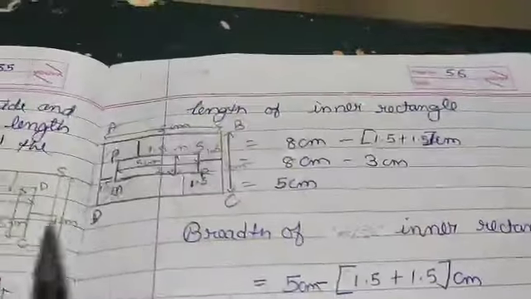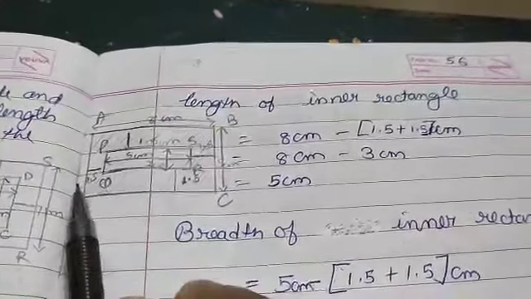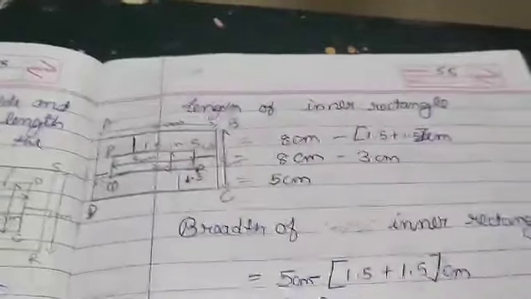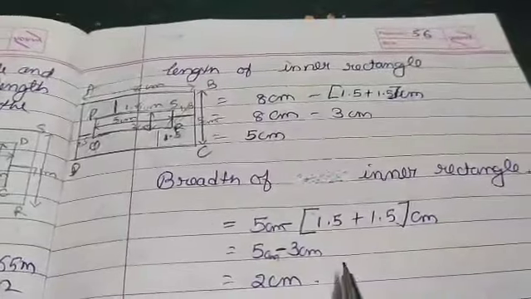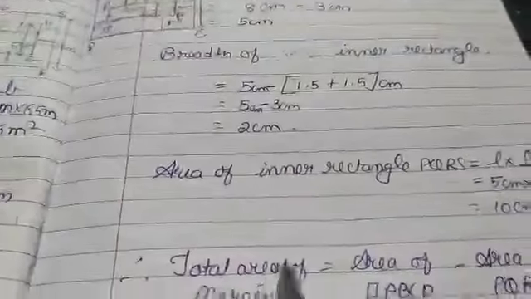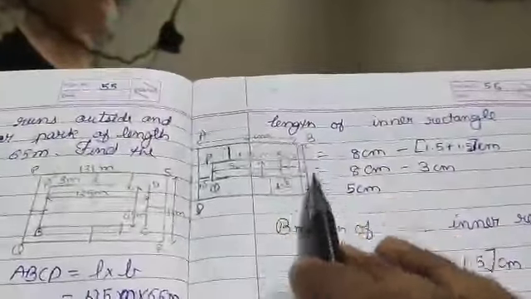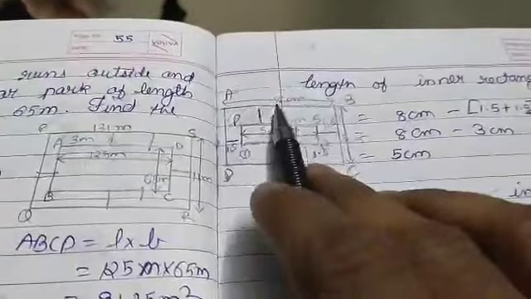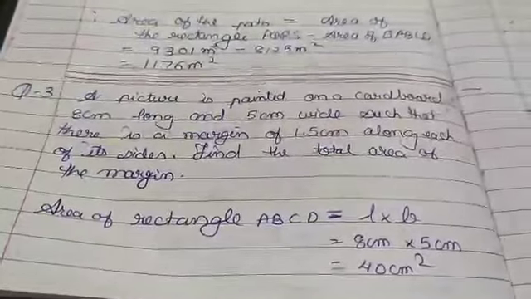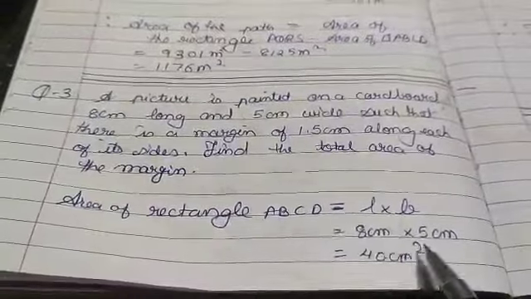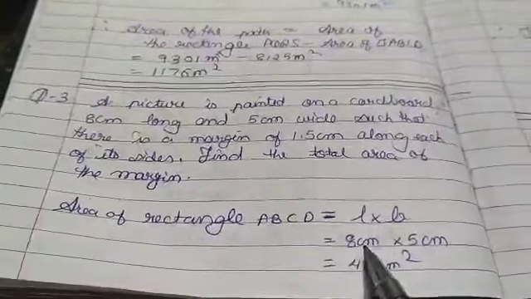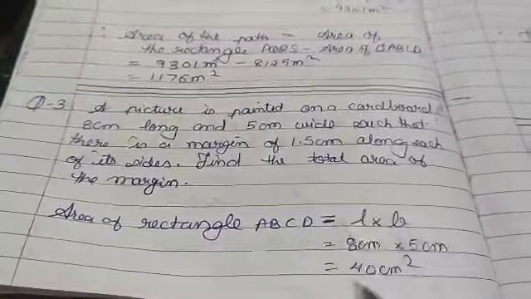Now we will find the area of ABCD and then the area of PQRS. First let us find the area of ABCD, that is the area of the outer rectangle. Its breadth is 5 and length is 8. The formula for the area of a rectangle is L into B, that is length into breadth. Length is 8 centimeter and breadth is 5 centimeter. 8 times 5 is 40 centimeter square. This is the total area of the cardboard.